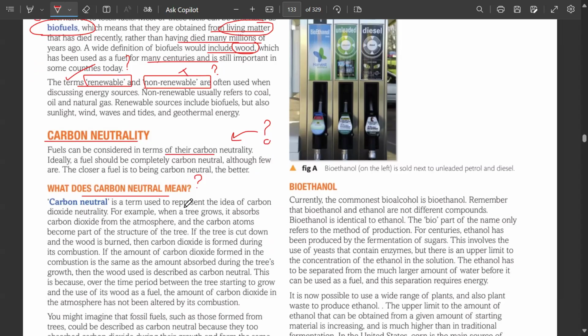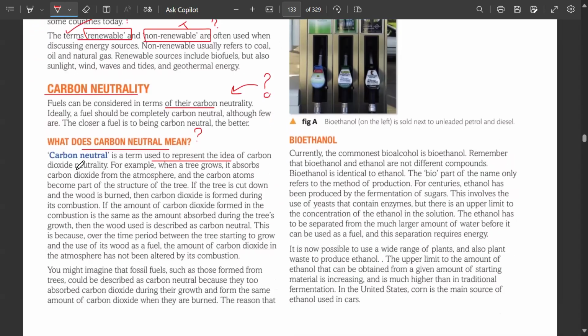Carbon neutral is a term used to represent the idea of carbon dioxide neutrality. For example, when a tree grows, it absorbs carbon dioxide from the atmosphere and the carbon atoms become part of the structure of the tree. If the tree is cut down and the wood is burned, when carbon dioxide is formed during its combustion, if the amount of carbon dioxide formed in the combustion is the same as the amount absorbed in the tree's growth, then we say the wood is carbon neutral.